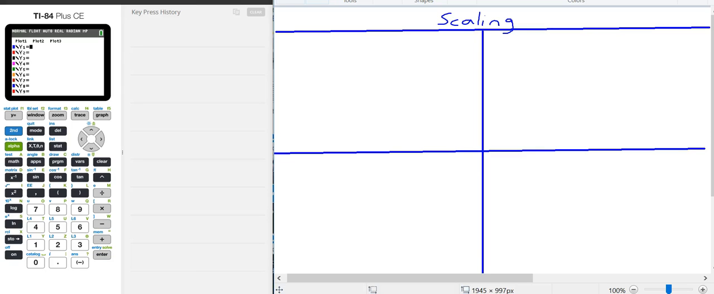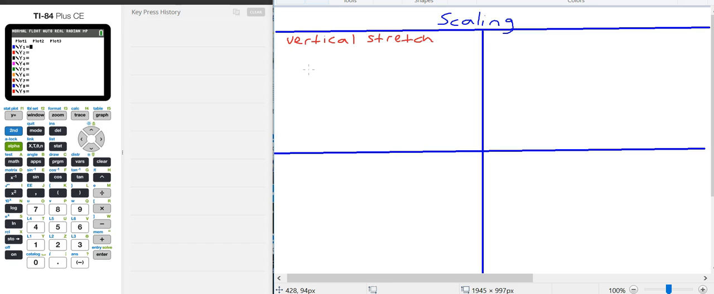In this video, we're going to discuss transformation, specifically scaling. Scaling means that you're stretching or compressing a function, you're making it wider or narrower. The first type of scaling we're going to discuss is when you stretch a function vertically.